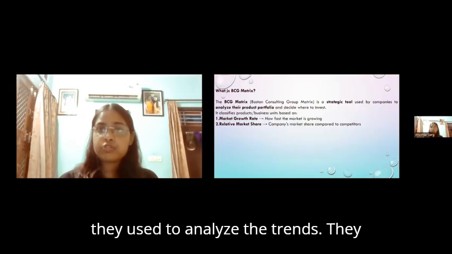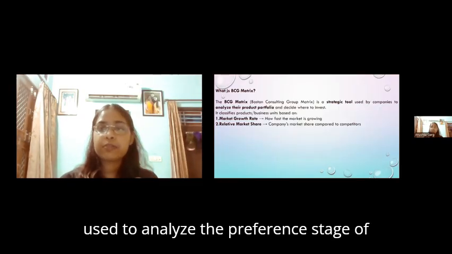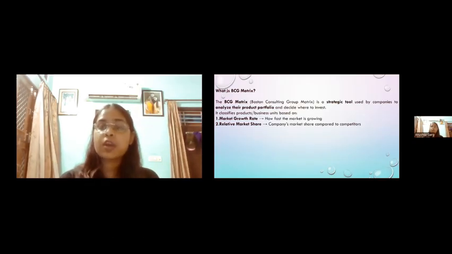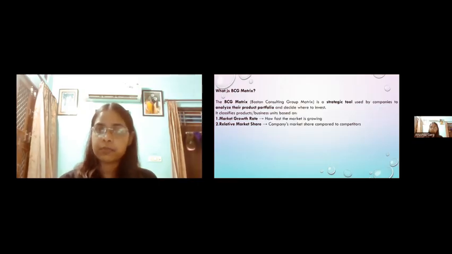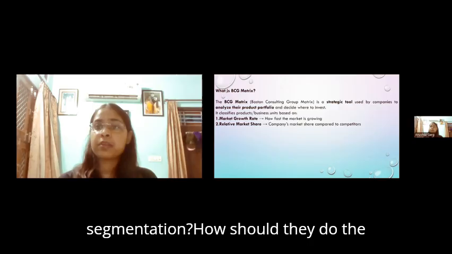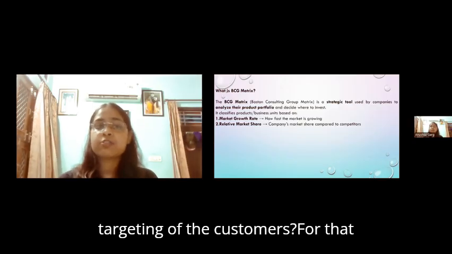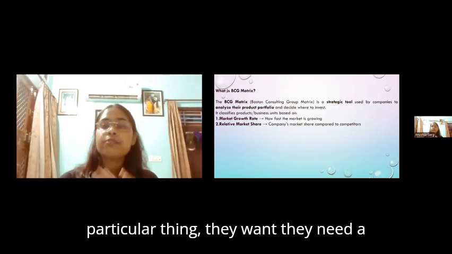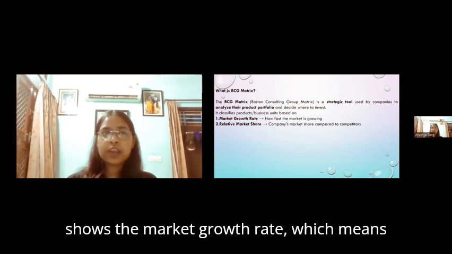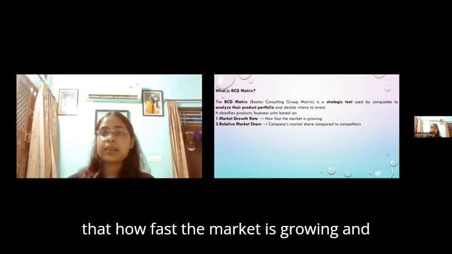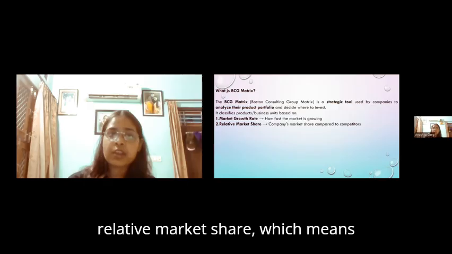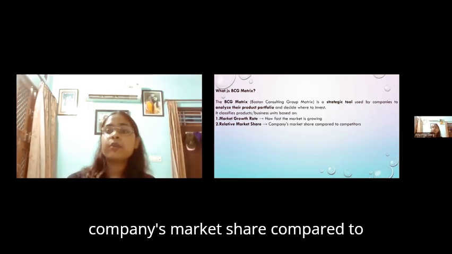They analyze the trends, the preferences and taste of the market, how fast the market is growing, and how fast they should move for their consumers and customers, how they should do the segmentation and the targeting of the customers. For that, they need a framework which is called the BCG matrix. It shows the market growth rate, which means how fast the market is growing, and on the other side, it takes relative market share, which means the company's market share compared to competitors.